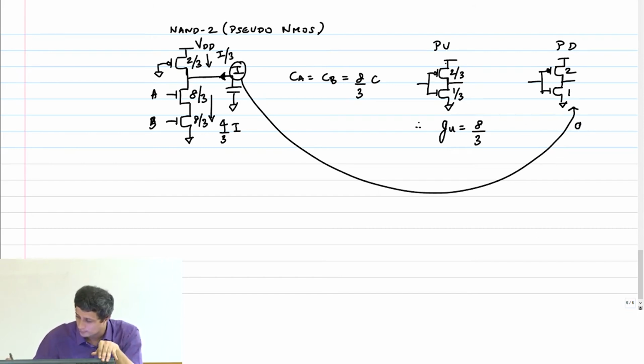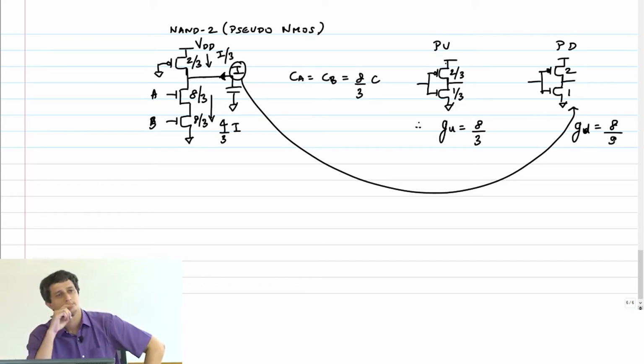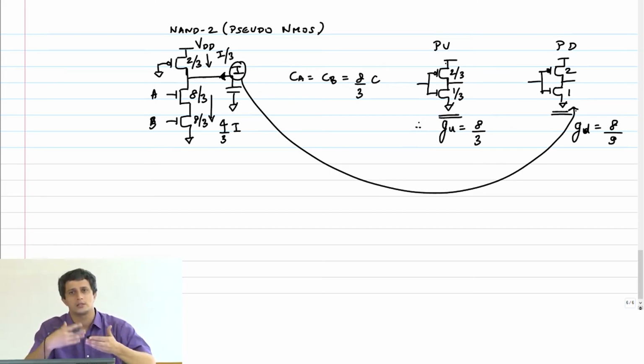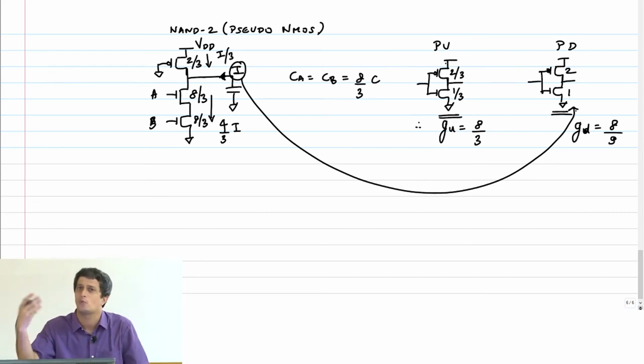Therefore, pull down logical effort is how much? 8 by 9. Clear? So it will turn out that these reference inverters don't change. Because from now I am going to size my transistors so that the effective drive strength is the same with respect to the unit gate. So these reference inverters will remain the same whether you do NAND, NOR, whatever stack.